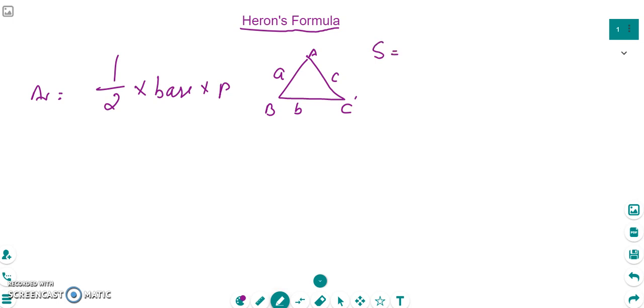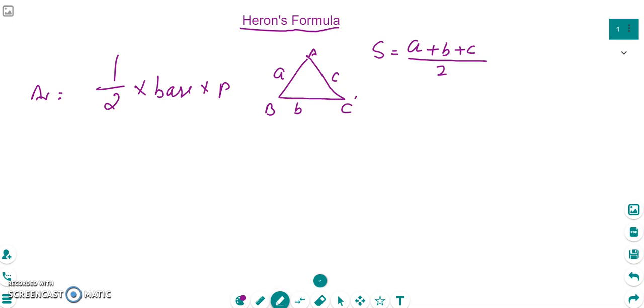Semi-perimeter is just half of the perimeter, and we know the perimeter of any figure is the sum of all the sides, or you can say the boundary. So here we have 3 sides, a, b and c. So we add up all the 3, and because it is semi, we divide it by 2. So this is the semi-perimeter, which is represented as S.